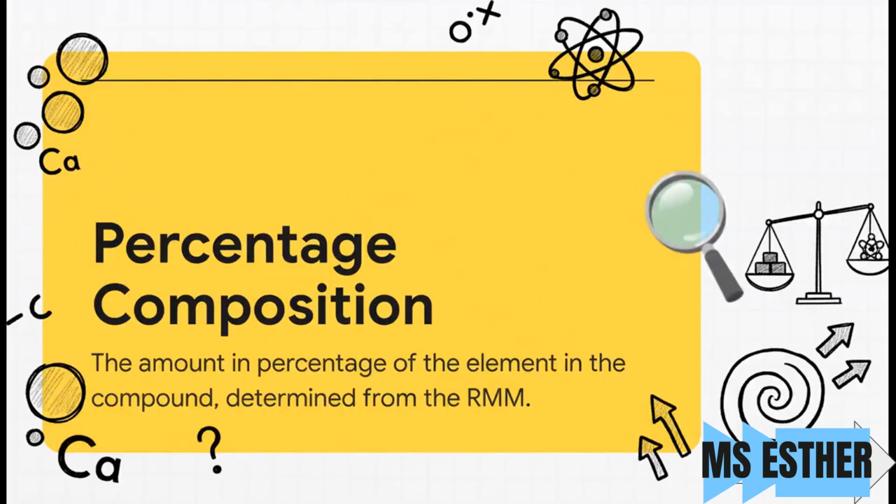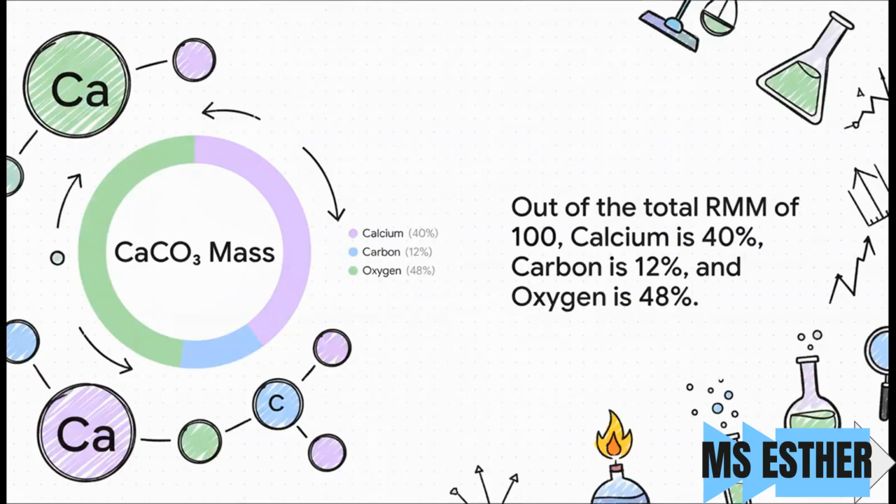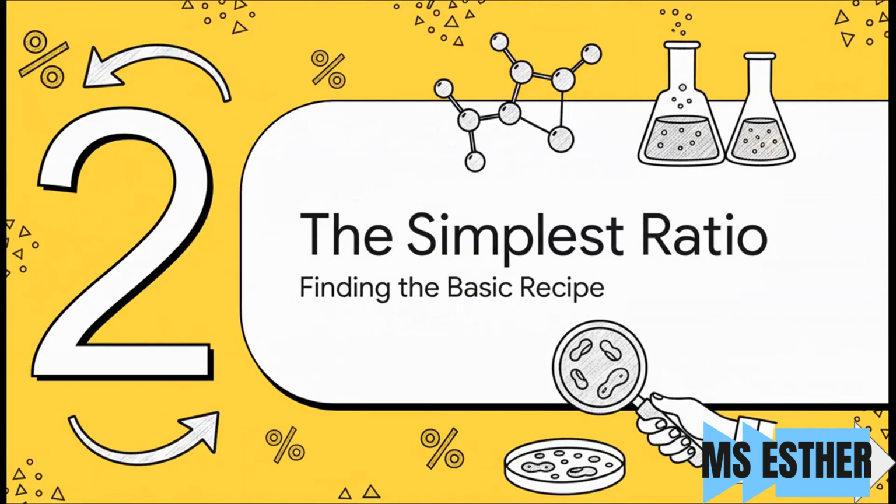So, now that we know the total score is 100, we can break it down even further. How much of that 100 came from the calcium? How much from the carbon? From the oxygen? Answering that gives us what's called the percentage composition. And here's what that looks like. It's super clear, right? Calcium gave us 40 points out of 100, so it's 40% of the mass. Carbon gave us 12, so that's 12%. And those 3 oxygens pitched in 48, making up the last 48%. This kind of data, these percentages, is often the very first clue a chemist gets when they're trying to identify a mystery substance.